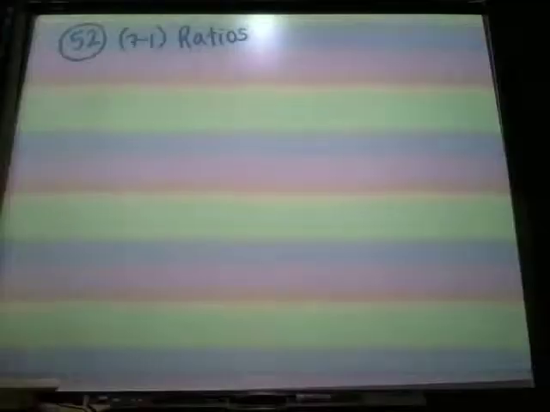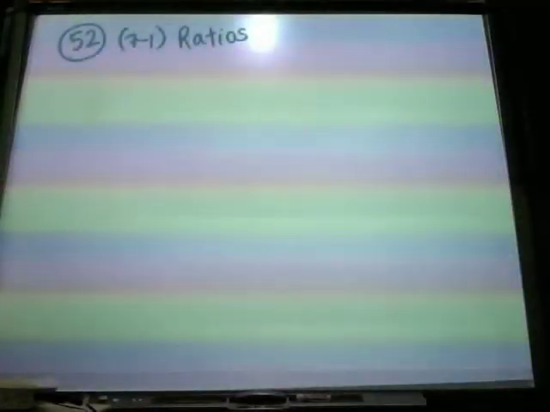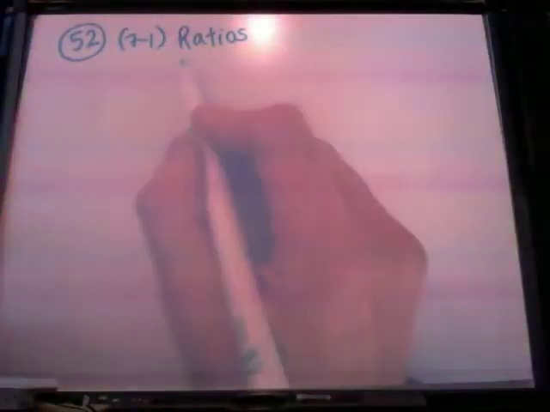Ratios. As I mentioned, this is a topic we spent a lot of time on last year, so it should be somewhat familiar. A ratio is a comparison of two amounts.